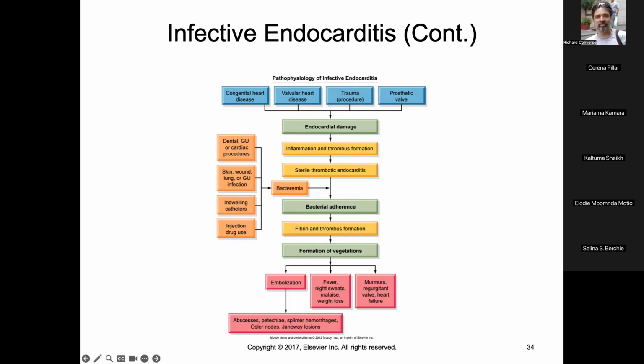The bacteria attach to the irregular surfaces. We get fibrin and thrombus formation, formation of vegetations, and you can see embolization, abscesses, petechiae, splinter hemorrhages, Osler nodes, Janeway lesions, fever, night sweats, malaise, weight loss, murmurs, regurgitant valve, and heart failure. The bacteria like to grow on the irregular surfaces, making biofilms, and that's going to interfere with valve function. In addition to which, the bacteria can become part of traveling material in the blood that can block blood flow to various parts of the heart and the rest of the body.